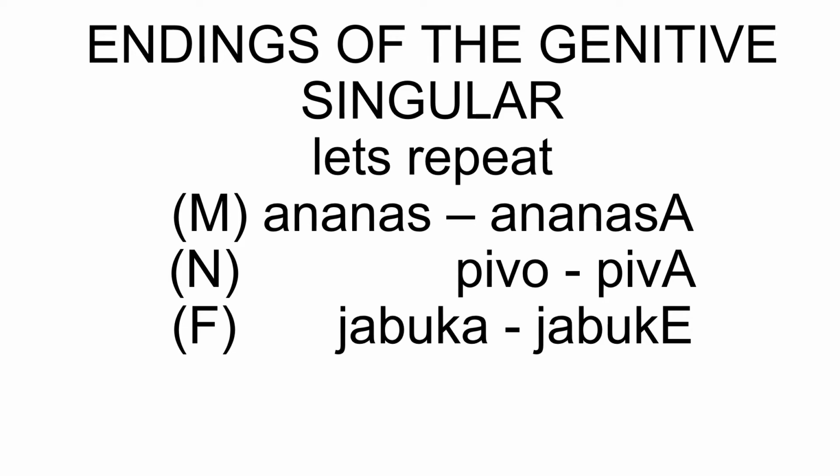Anyhow, let's repeat the endings of the genitive singular. For masculine words, when they are in genitive, they have this continuation a. So ananas, pineapple, will be ananasa. When we have a neuter word, it's the same as with masculine nouns. It has this ending a. So for pivo, it will be piva. For feminine, like jabuka, which is apple, it will be jabuke, ending on e. But we will all learn this through following slides.